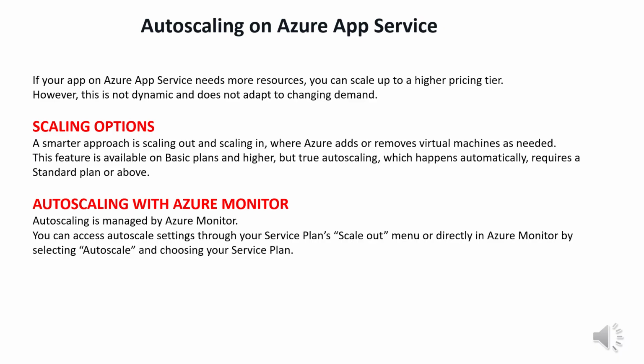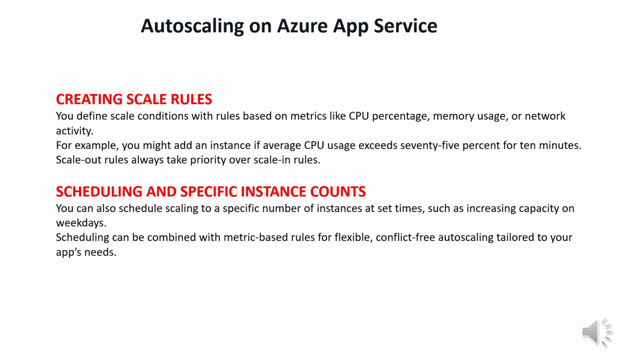Autoscaling with Azure Monitor. Autoscaling is managed by Azure Monitor. You can access autoscale settings through your service plan's Scale Out menu or directly in Azure Monitor by selecting Autoscale and choosing your service plan. You define scale conditions with rules based on metrics like CPU percentage, memory usage, or network activity. For example, you might add an instance if average CPU usage exceeds 75% for 10 minutes. Scale out rules always take priority over scale in rules.